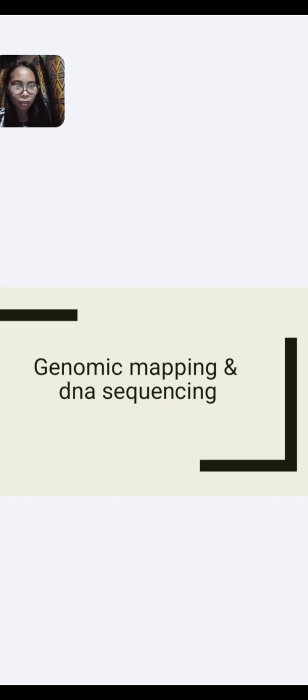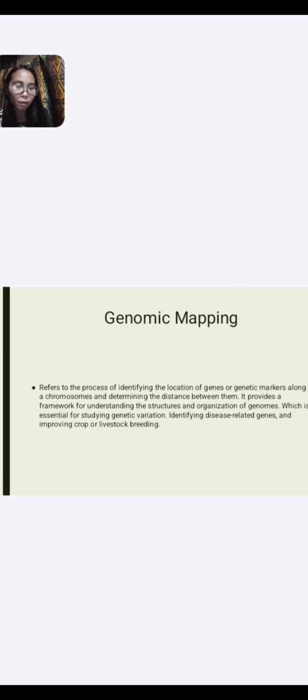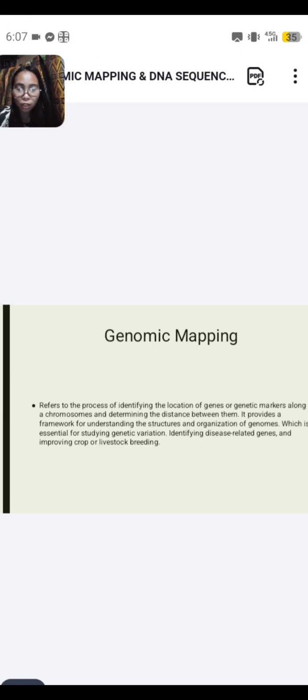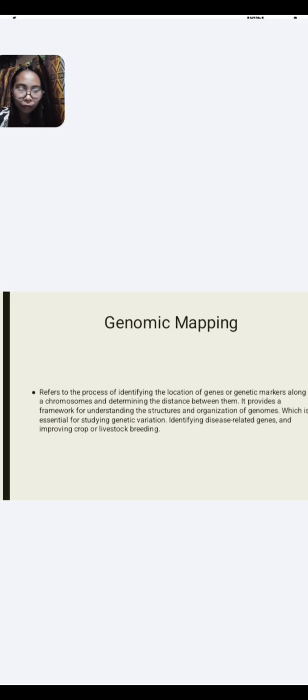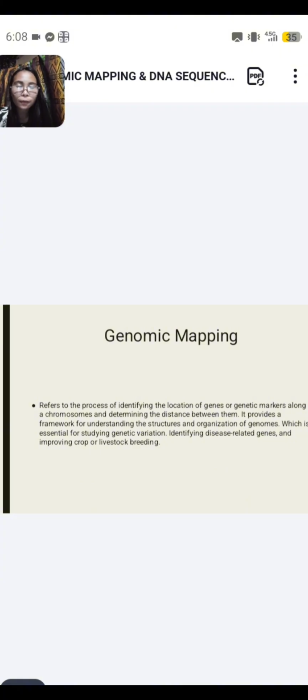We are going to discuss genomic mapping and DNA sequencing. So first, what is genomic mapping? Genomic mapping refers to the process of identifying the locations of genes or genetic markers along a chromosome and determining the distance between them. It is one of the best techniques to find the chromosomes and the genes. Then it can provide a framework to understand the structure and organization of the genomes.